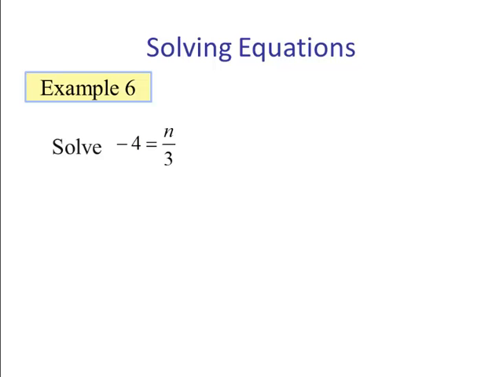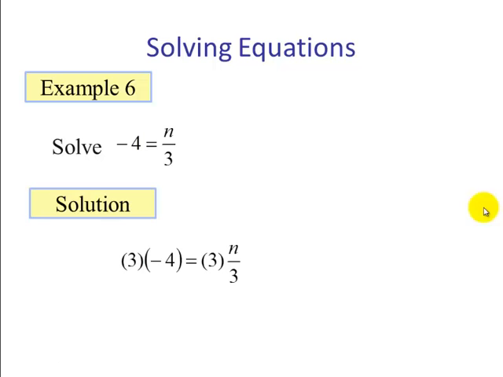Our last example, we have -4 equals n divided by 3. n is on the right hand side. We need to get rid of the 3. The 3 is dividing, so we're going to do the opposite of divide and multiply both sides by 3. So left hand side becomes -12. The 3's cancel, we're left with n. That's our solution. -12 equals n.